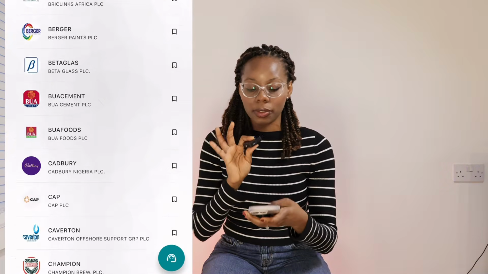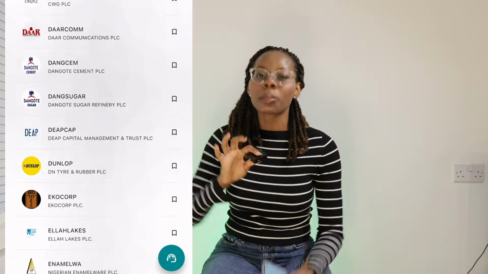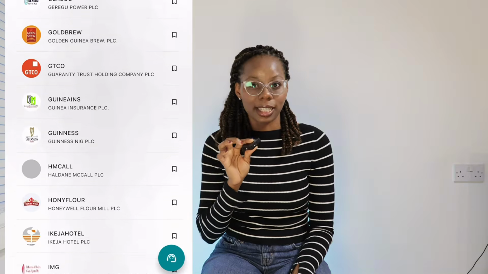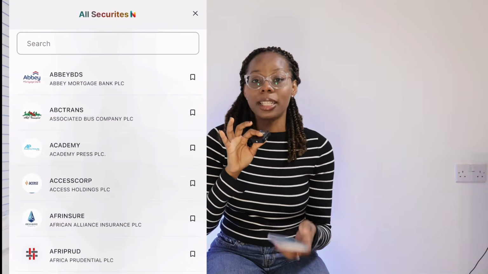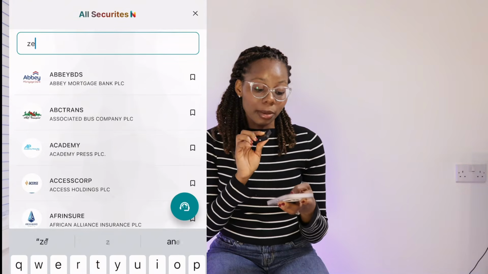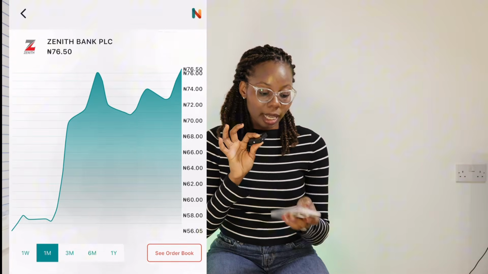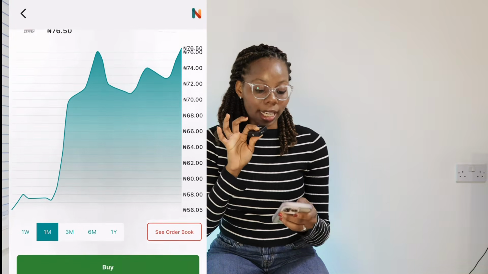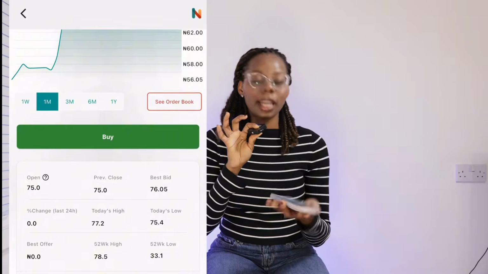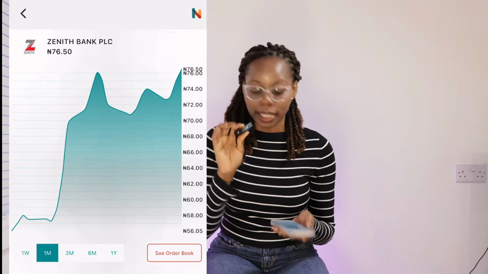So this will give you the list of all the stocks trading in the Nigerian Stock Exchange. And if you have any specific company in mind, all you need to do is to come to the search section and type in the name of that company. For example, I'm looking for Zenith, so I'll type in Zenith, and there, Zenith Bank. I click on that. Now I can see the trading page of Zenith.